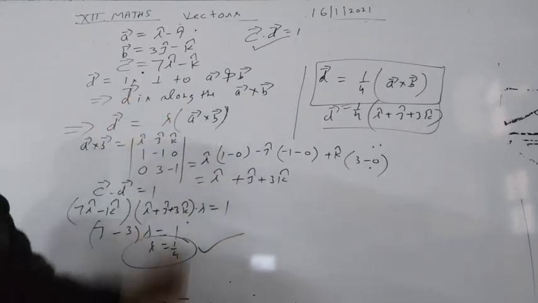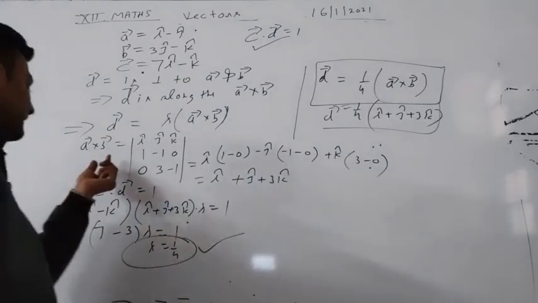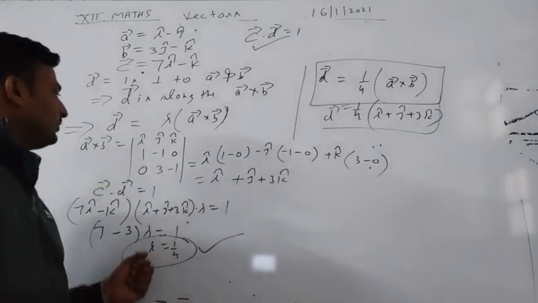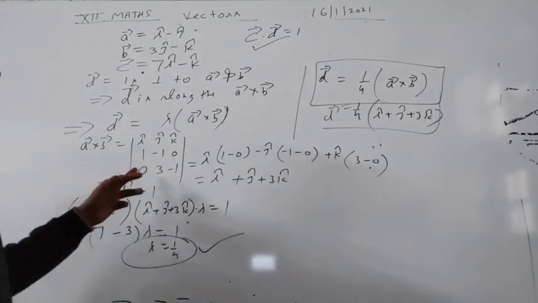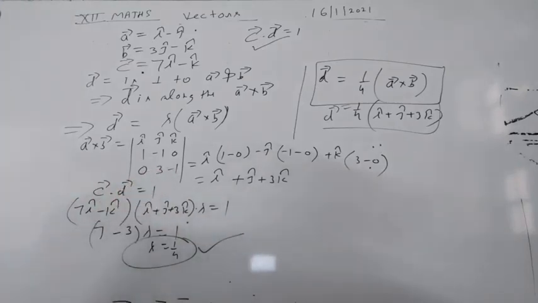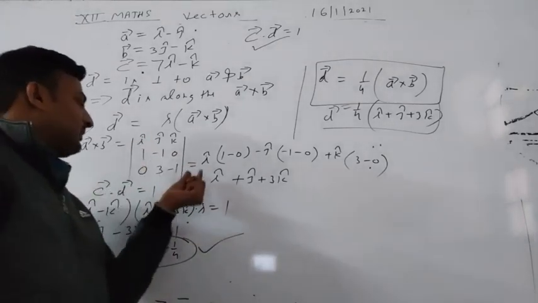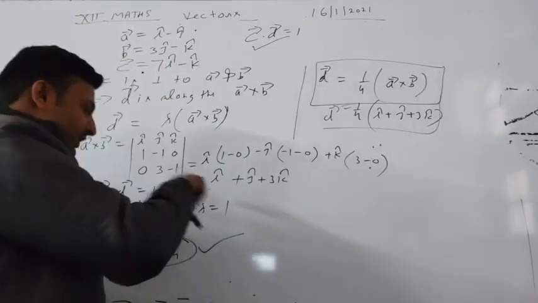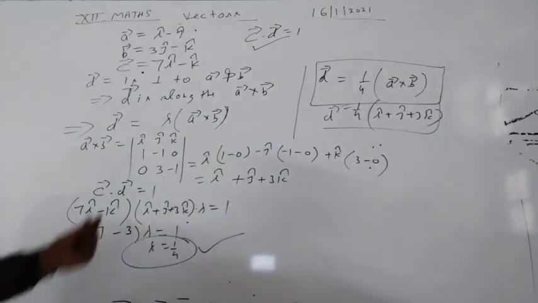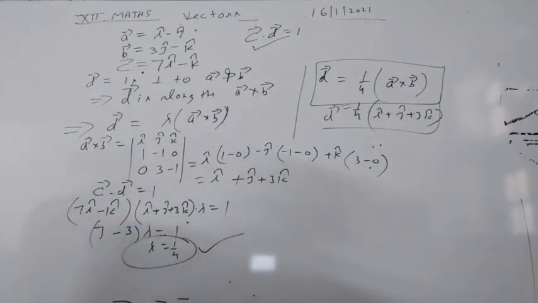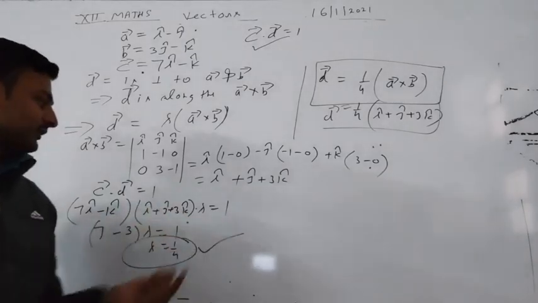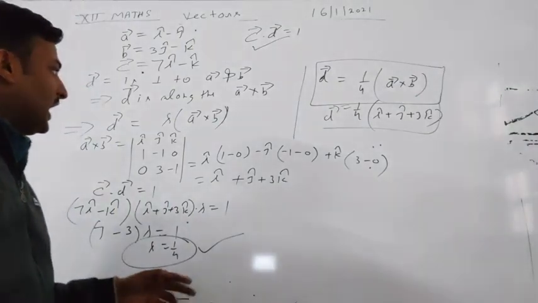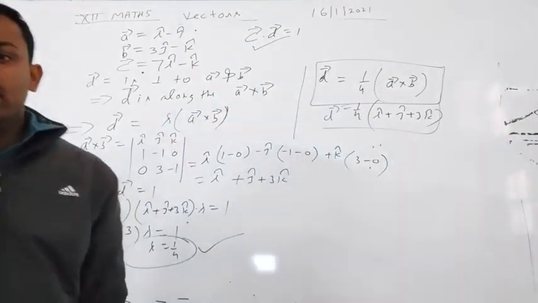So D is equal to lambda A cross B. Okay, students. So A cross B is I, J, K, and this is 1, minus 1, 0, and B is 0, 3, minus 1. Okay, so when we expand this, I(1 minus 0) minus J(minus 1 minus 0), K(3 minus 0), so we get I plus J plus 3K. So C dot D is equal to 1, student. So C is this, D is this, and we write 1. So our lambda will be equal to 1 by 4, and we put the value of lambda in this.